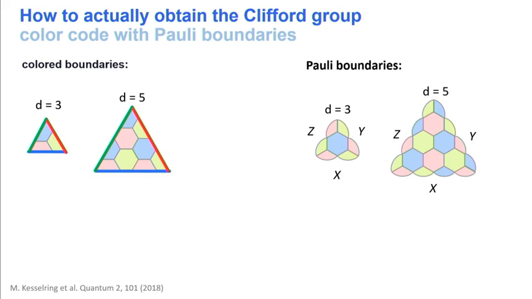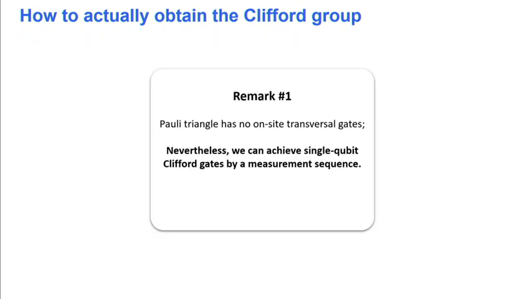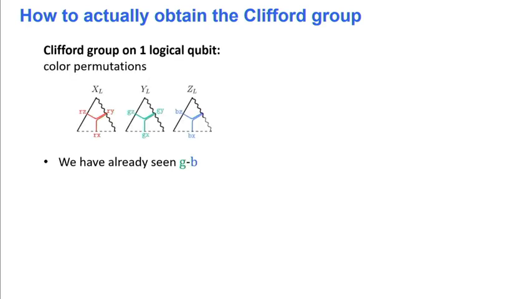So the Pauli triangle is similar to the colored triangle, but for each boundary, you have weight three stabilizers of a given Pauli flavor. That allows a logical string of that Pauli flavor to terminate on a given boundary. So it encodes a single qubit, and the logical operators are now associated with the colors of the logical strings. So it's red, green, and blue. Now I'd like to make a remark that the Pauli triangle, unlike the color triangle, doesn't have an on-site transversal Clifford group, but we still can perform those gates by measurements. So how do we get the Clifford group on one logical qubit and one triangle?